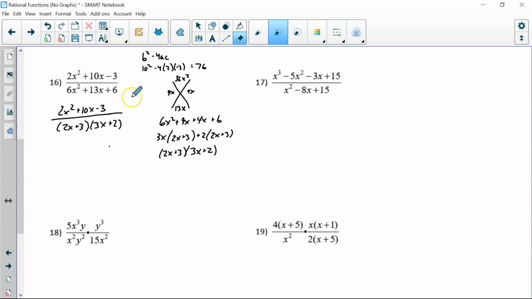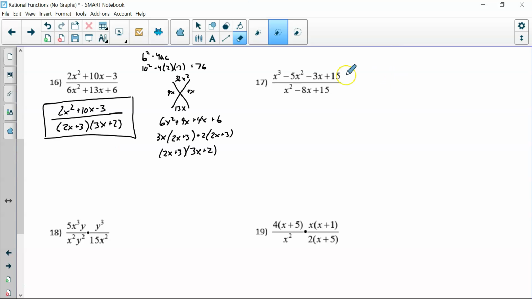Now, unfortunately, nothing is going to reduce, so that's all we can do. Really just a practice of factoring. Don't forget, if you're having trouble factoring, check the discriminant for a quadratic. If it's not a positive perfect square, it's not factorable.